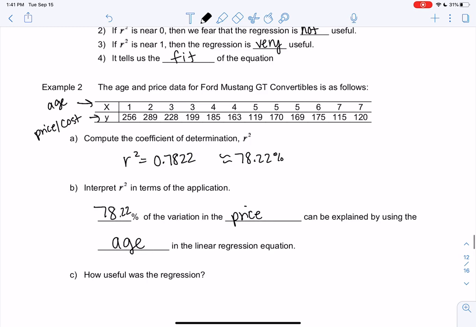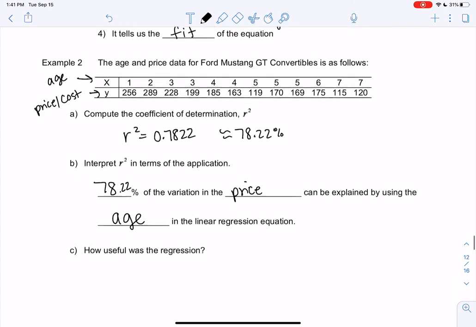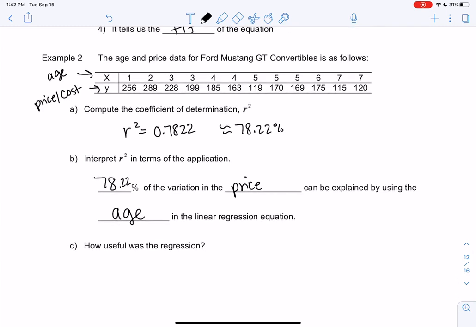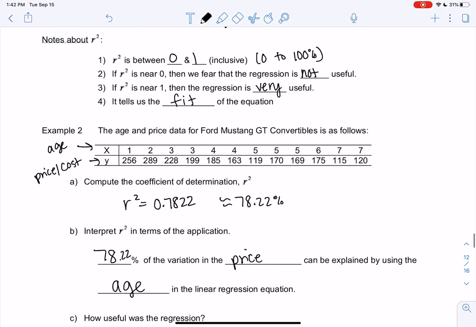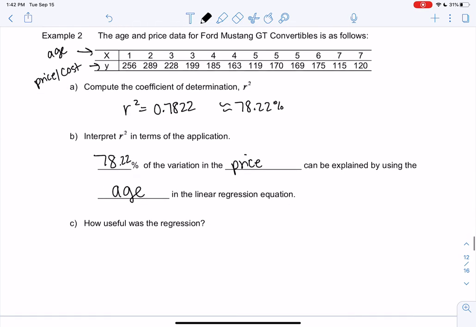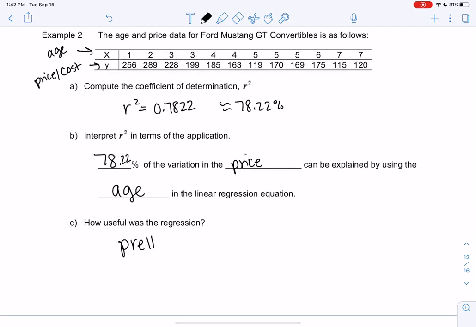So that's all that definition is saying. I think with actual examples, it's easier to interpret. So 78% of the variation in price. Again, why don't all Mustangs cost the same? 78% of it can be explained by age in regression. And then how useful was this? I would say pretty useful, right? Because it's near one. It was 0.7822. I would argue that's near one.